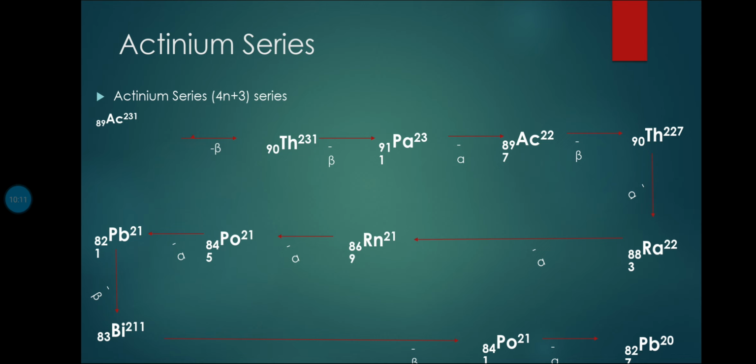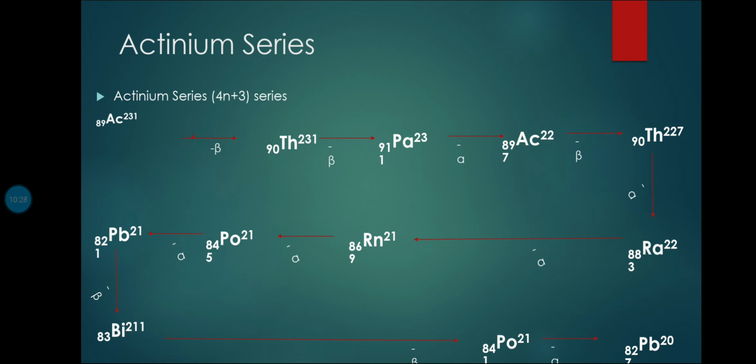Lead 211 emits a beta particle. By emitting a beta particle, the atomic number increases by 1. 82 plus 1 is 83. 83 is bismuth. Since a beta particle is emitted, there is no change in the mass number.